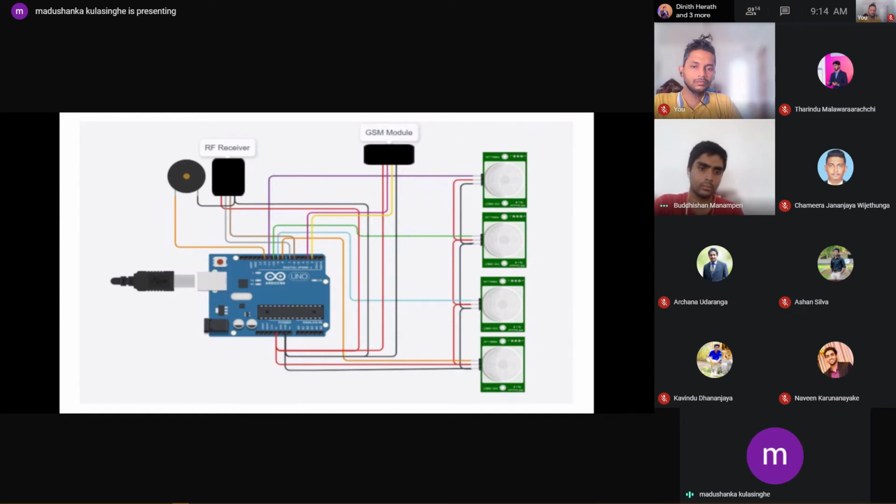Here I use the Arduino Uno as the main controller, and all the sensors and other modules are connected through wires to the Arduino Uno.